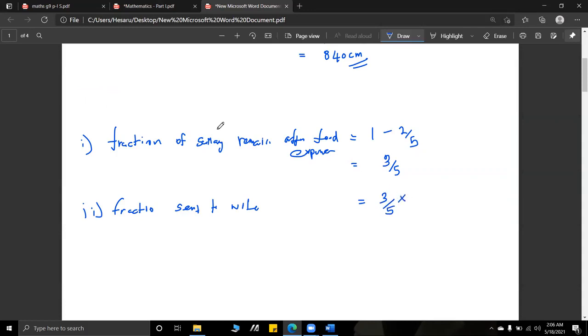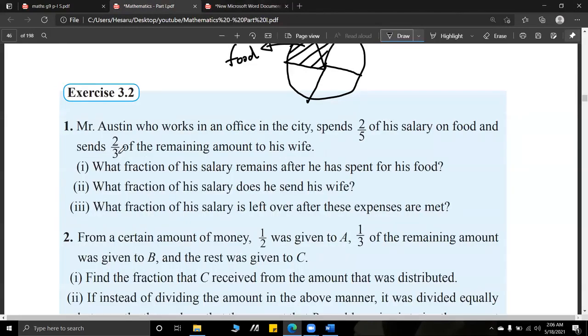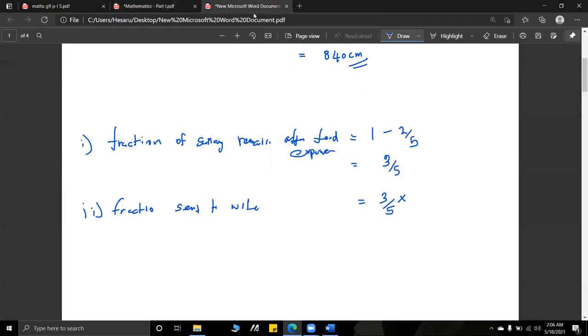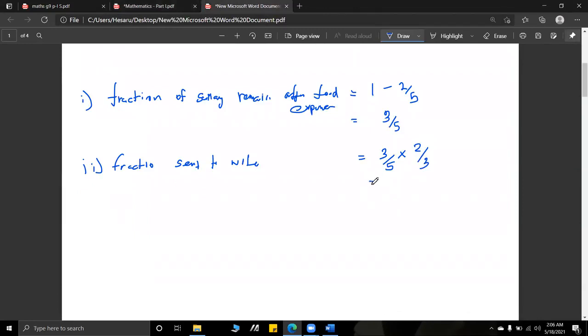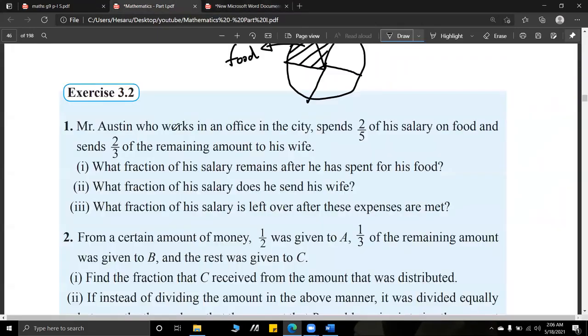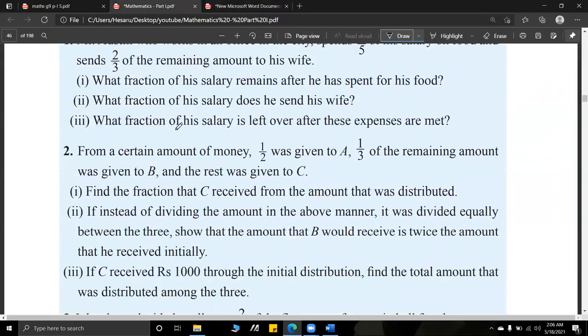From that one, 2 over 3 he sent to his wife. So it's 2 over 3. So by simplifying this, the fraction that the wife gets is 2 over 5. Okay. So the last part is, what fraction of his salary is left over after these expenses are made?